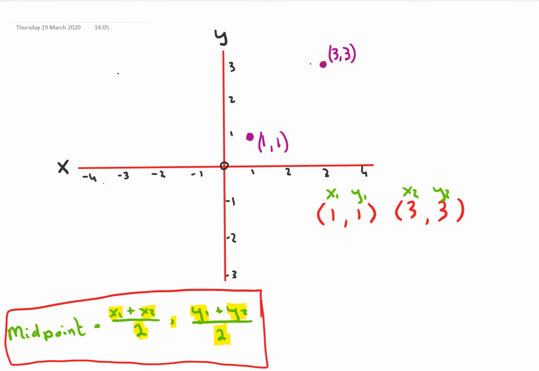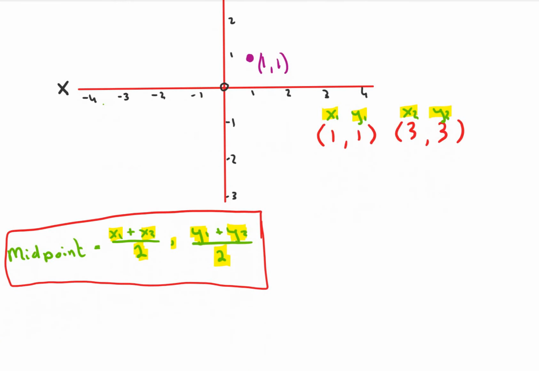If I wrote it like this, okay, I could still go x1, y1, x2, y2. That would be fine, right? But what I can't do is I can't label it x1, y2. Okay, I'm not allowed to do that. So I've labelled these x1, y1, x2, y2.